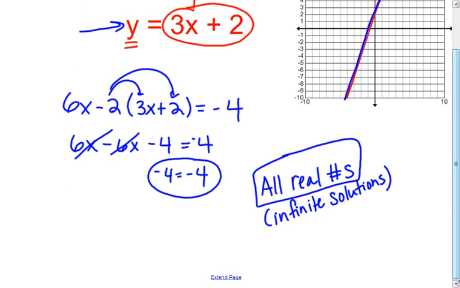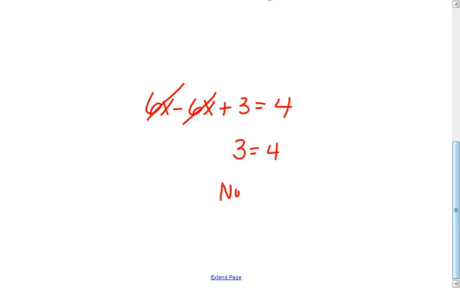If this happened, okay, let's say this was a different problem, and I had something like this. 6x minus 6x plus 3 equals 4, let's say. And that dropped out, and what I was left with was 3 equals 4. This is not a true statement. 3 never equals 4. When that happens, your answer would be no solution.